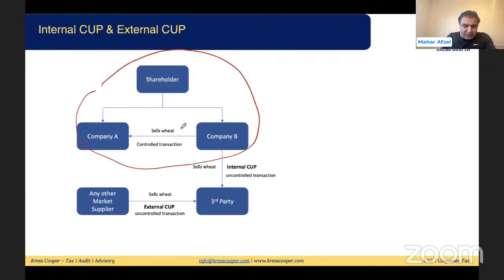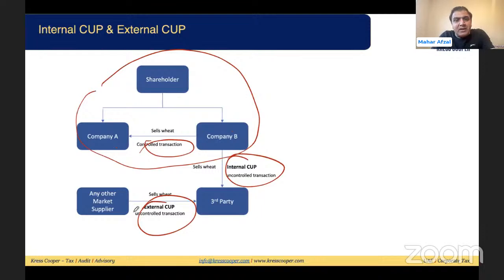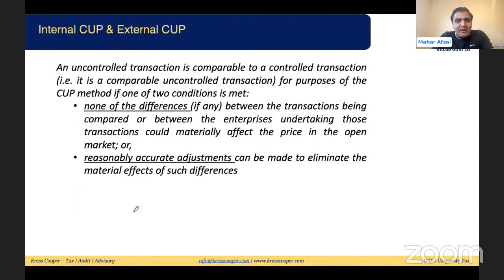Whatever price A is charging to B, this is called my controlled transaction. Whatever price B is charging to a third party, this is called uncontrolled transaction. This is called internal CUP. Whatever any other market supplier is charging the third party for supplying the same goods and same services, again, this is called external CUP. So this is the example. What is external CUP? What is internal comparable uncontrolled price?